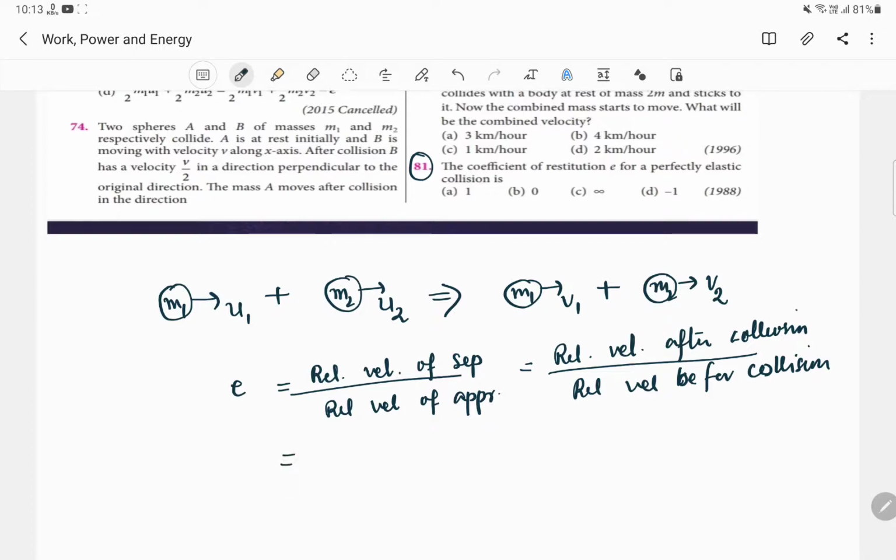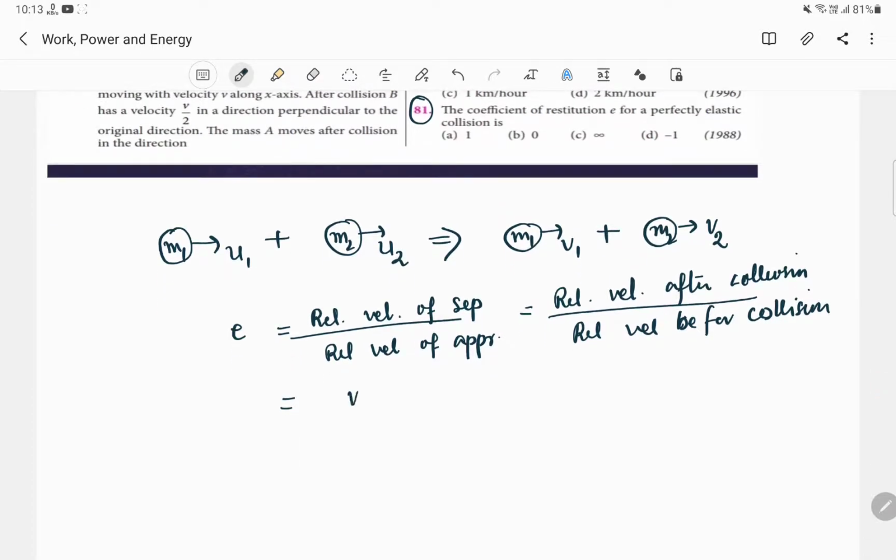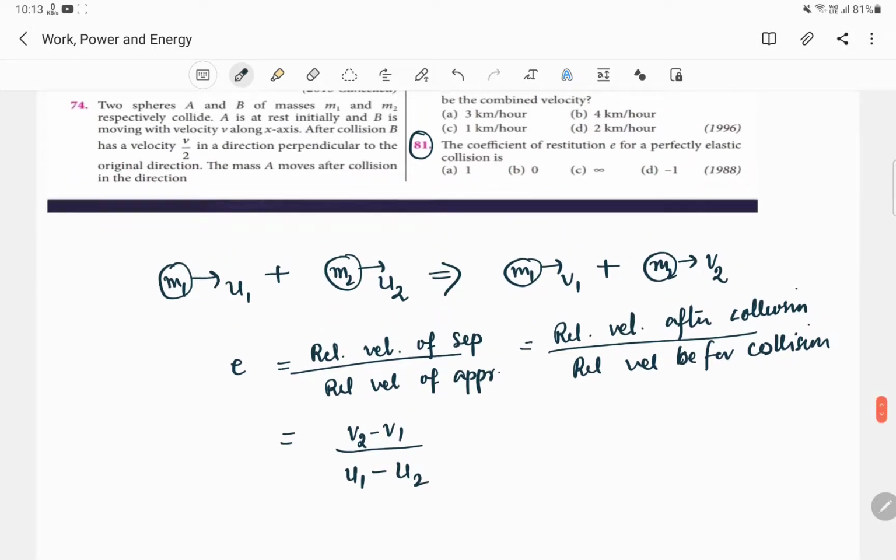And what will be its expression? The expression is very simple. It will be v2 minus v1 divided by u1 minus u2. You should know this. v2 must be greater than v1, and u1 must be greater than u2 for this type of collision. For elastic collision, that means there must be conservation of kinetic energy. If u2 is greater than u1, then there will be no possibility of collision. Therefore, the first particle must have greater velocity than the second, and after the collision, in order to avoid any further repeated collision, the second particle must move faster than the first. That is why we take v2 greater than v1.